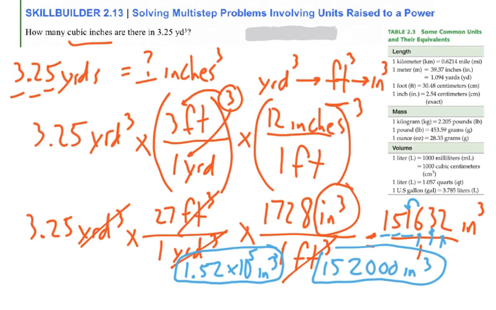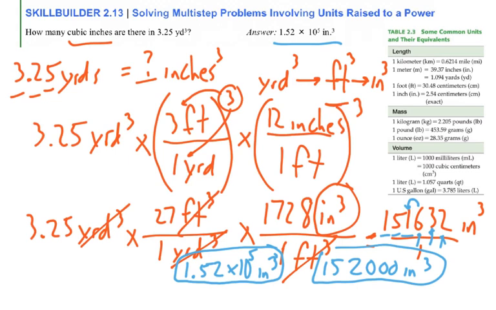Okay, and as you can see, we can check our answer here. Okay, that was covered up. And there's our answer in scientific notation. You got 1.52 times 10 to the 5th inches cubed.